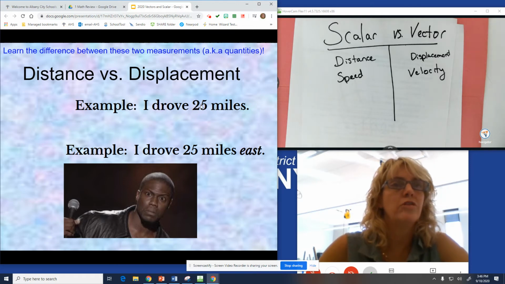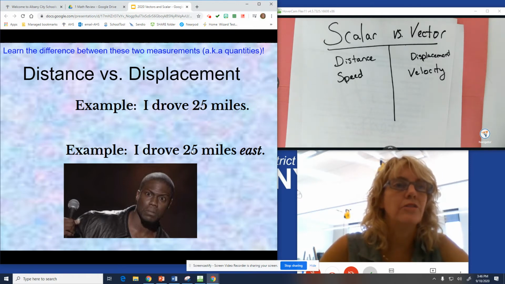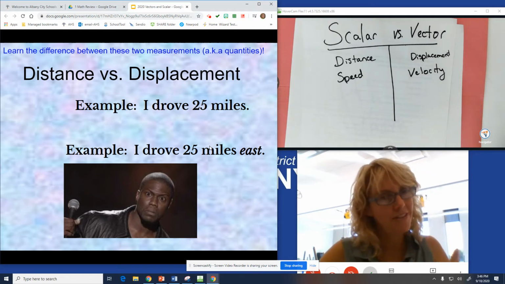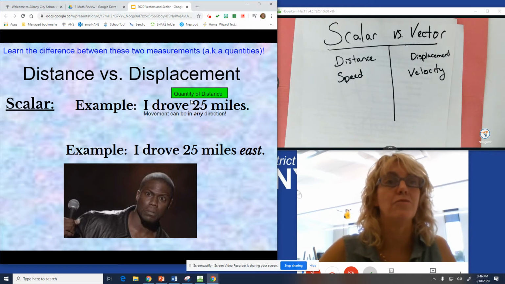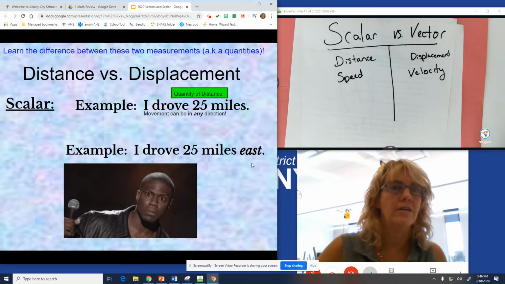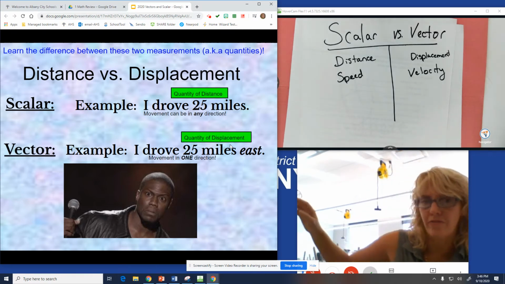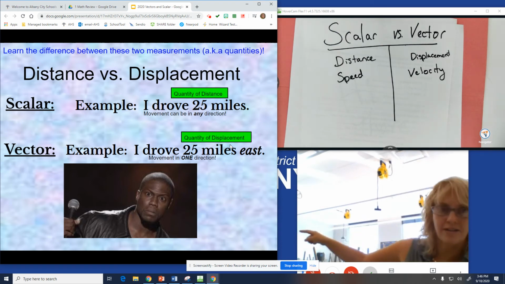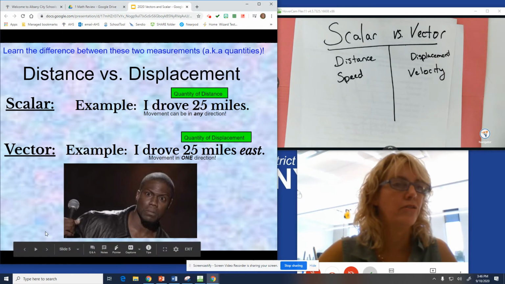All right, so I drove 25 miles. Scanty information. I drove 25 miles east. Now that's information for you. So scalar, scanty information. Now we say that's the quantity, fancy word for measurement, of distance. Now, east, that's more information. That's the fancy vector word. I can show you exactly where I went 25 miles. I went that way for 25 miles.